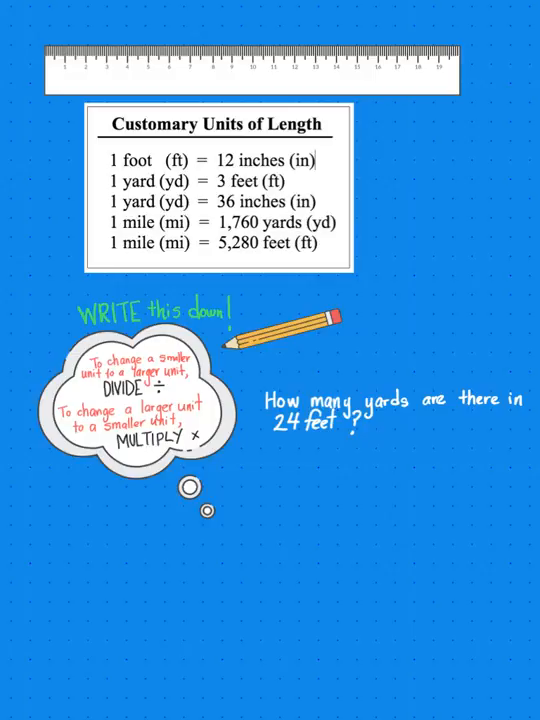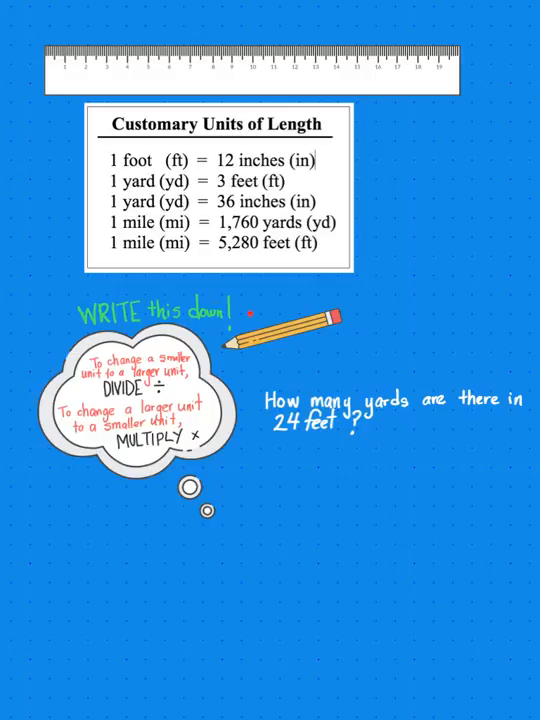So what I want you to do, I suggest that you write down this chart, customary units of length. Length is when you measure something with a ruler or a yardstick. There are 12 inches in a foot, so one ruler that's 12 inches is a foot long. There are 36 inches in a yard. And in a mile, there are 1,760 yards. And in 1 mile, there are 5,280 feet. You probably don't need to know this one today.